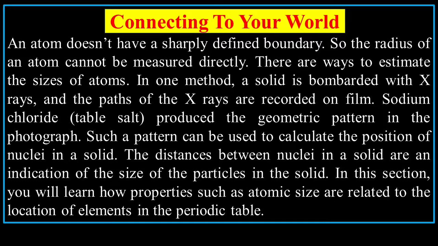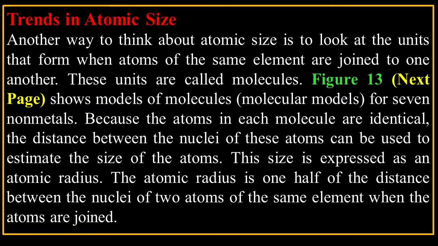In this section, you will learn how properties such as atomic size are related to the location of elements in the periodic table. And here is a shot of the crystallography test of sodium chloride. Now, another way to think about atomic size is to look at the units that form when atoms of the same element are joined to one another. These units are called molecules. Figure 13 on the next slide shows molecular models for 7 nonmetals.